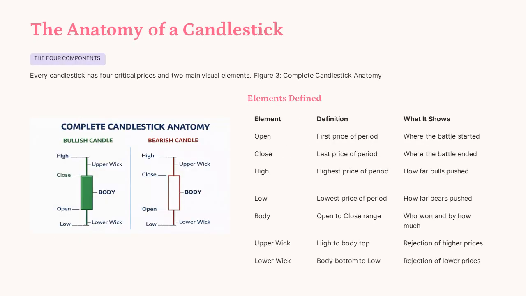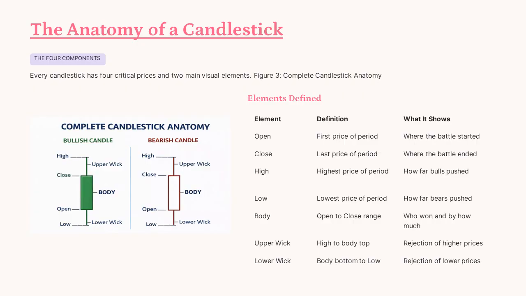Now, let's look at the anatomy of a single candlestick. Every candlestick has four critical prices and two main visual elements. The body is the thick part. It spans from the open price to the close price. It shows the net result of the battle between buyers and sellers. The upper wick, also called the upper shadow or tail, extends from the top of the body to the high of the period. It shows how far buyers pushed price and whether they were rejected. The lower wick extends from the bottom of the body to the low of the period. It shows how far sellers pushed price and whether they were rejected.